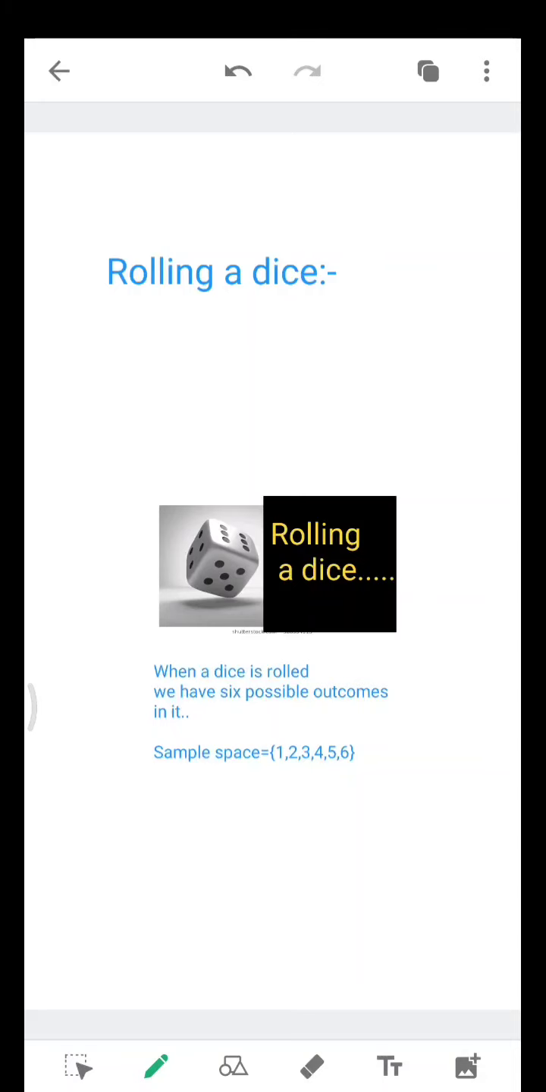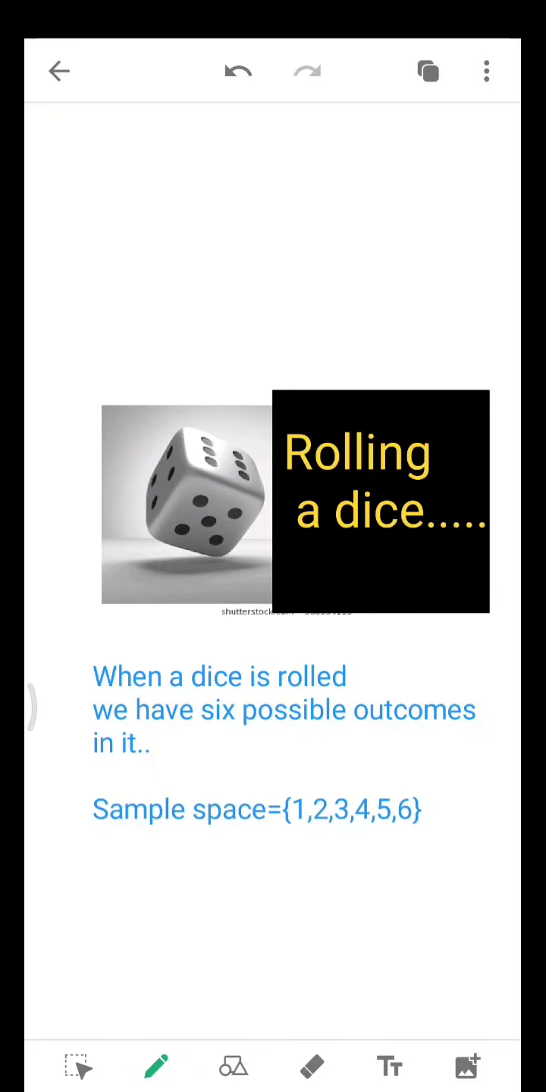You have learned about that in ninth class. The possible outcomes when a dice is rolled are 1 to 6. You may either get 1, 2, 3, 4, 5 or 6. Nobody can surely say that you will always get a 6 or always get a 5.